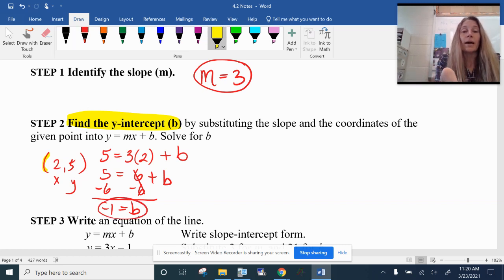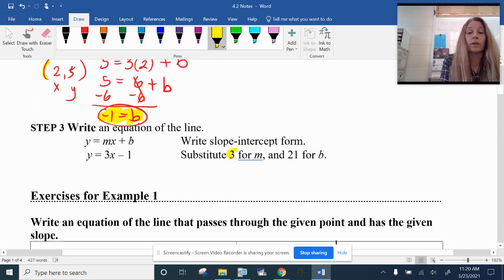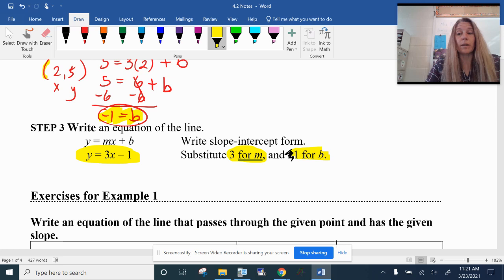Now once we have the slope and the y-intercept, we can write the equation of the line in slope-intercept form. So all we have to do is substitute in the 3 for the slope, and the -1 for the b, and that will give us our equation here, y equals 3x minus 1.